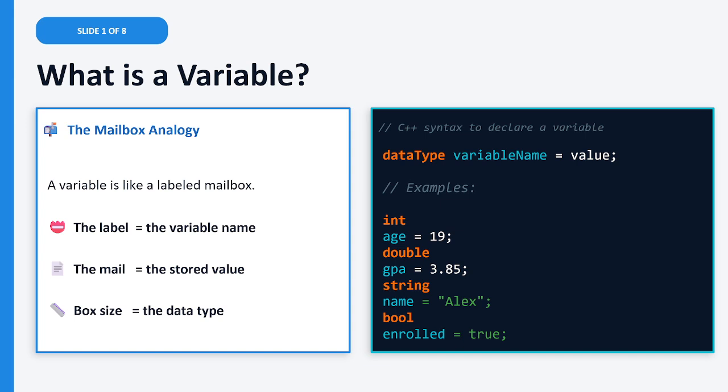So on the right, you can see how I store someone's age. I write int age equals 9, their GPA, double gpa equals 3.85, their name, string name equals Alex. Are they enrolled? bool enrolled equals true. Simple.